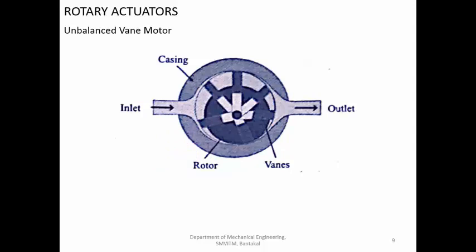So because the two cylinders are eccentric, you are having a large area here and you are having a small area over there. So there will be a net force generated because of which the rotor can rotate. So machining a cylindrical surface is very easy and we can machine it to a very, very high accuracy. So the cost of the unbalanced vane motor is on a lower side.